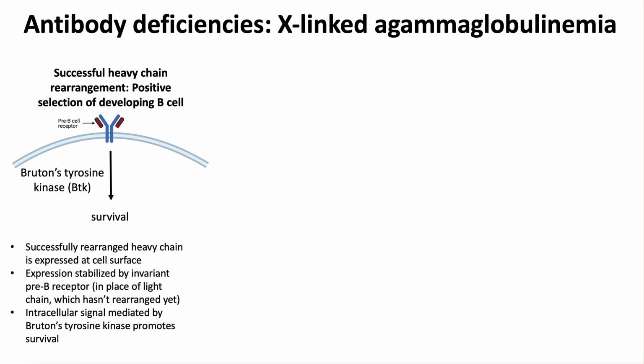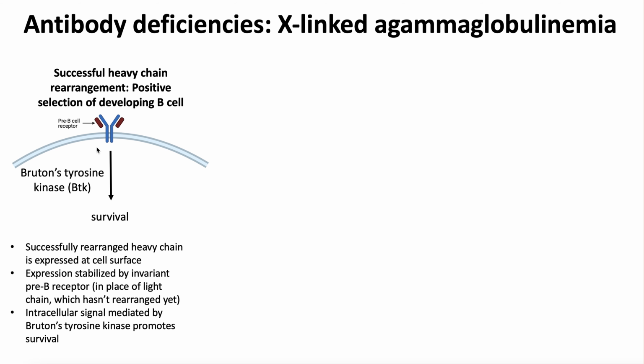One of the primary antibody deficiencies is X-linked agammaglobulinemia. Now, this is something we discussed when we talked about lymphocyte development, but I'm going to go back and just review some of the biology here.